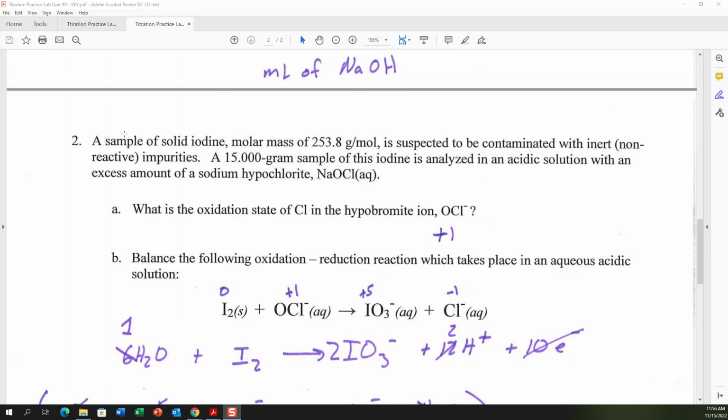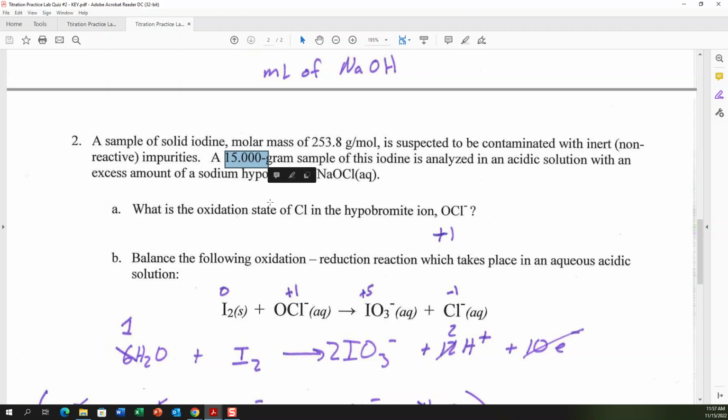Okay, so here we have iodine, but it's contaminated with inert impurities. So it's not just pure iodine. I have this sample of solid iodine, and sprinkled in it is some other stuff that's not iodine. But the cool thing about these impurities is we're told they don't react. So we're going to take a 15-gram sample of this iodine, which also contains impurities. A lot of it's iodine, but some of this 15 grams is whatever the inert impurities are. So you don't have 15 grams of iodine.